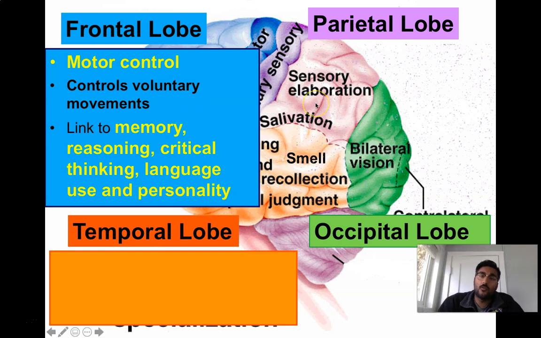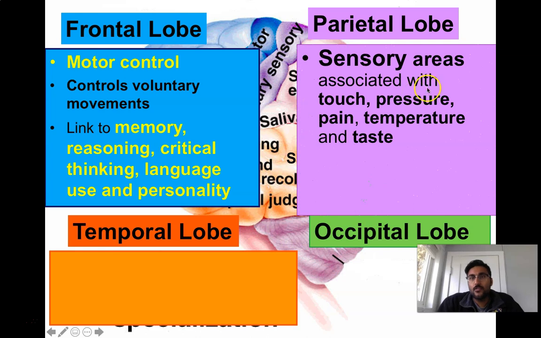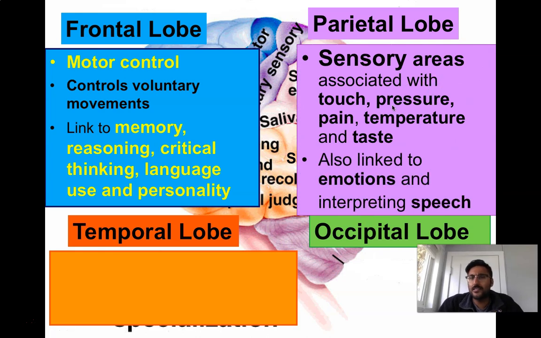The parietal lobe is very much so sensory. So touch, pressure, pain, temperature, taste, hearing, speech, sound, all of that stuff is going to go right here and get processed in the parietal lobe. We can kind of think of it as the back half of your brain.